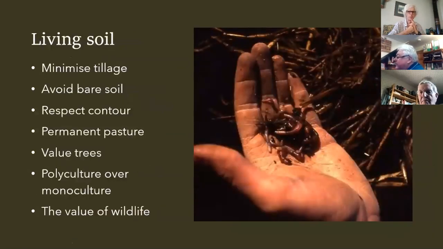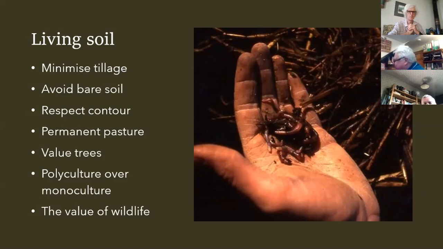To make the soil live, minimize tillage, avoid bare soil. So cover crops, mulching, get the next crop in early. Plough as close to the contour as you can, or slightly off. I see so many farmers in this part of the world ploughing straight down 30-degree slopes, and then you come past after heavy rain and their topsoil's all running down the road.